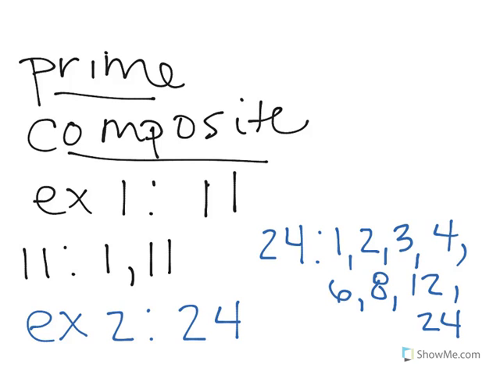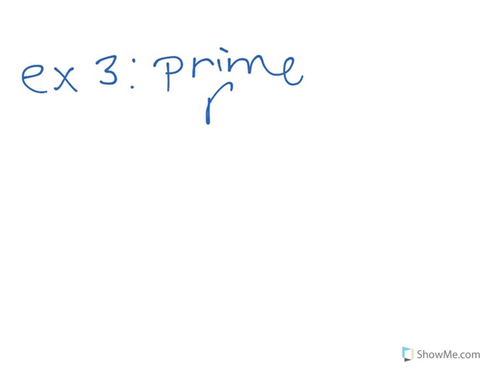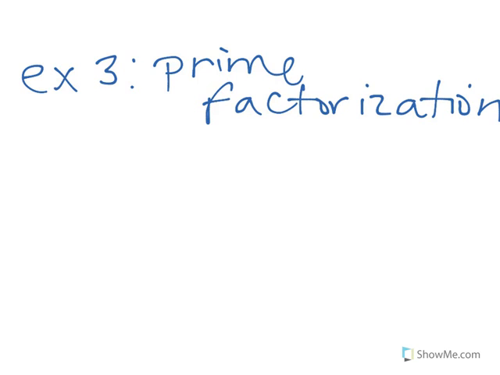Now, because we know if a number is prime or composite, we can now move on to finding a prime factorization of a number. So, if I ask you to find the prime factorization of the number 48, we're going to do this using a factor tree.